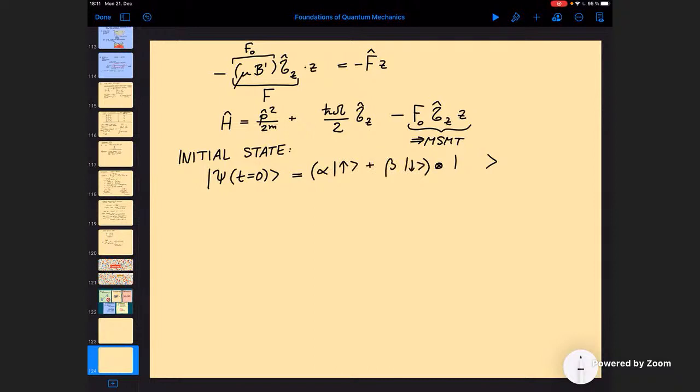Alpha and beta will be complex numbers. The squares add up to one. This is my spin state. And then there's the motional state, and I don't at this point even want to assume anything about it. I will just give it a name, and I will call it chi zero. So that's the motional state.